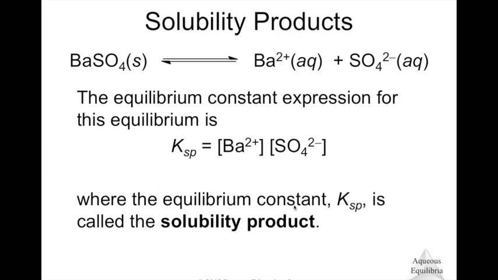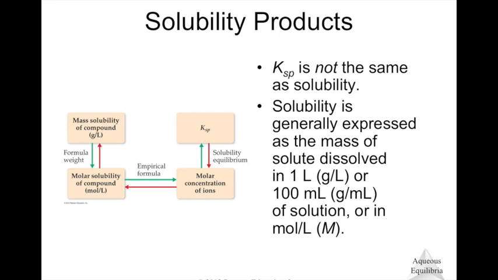So Ksp is called the solubility product. Obviously, it's the same thing as the K we've been dealing with all along, just like Ka is the same as the K we've been dealing with all along, just a different subset. Ksp is not the same as solubility, though.